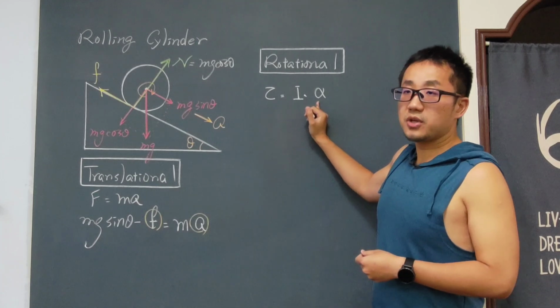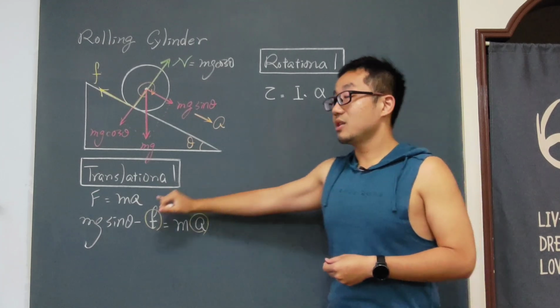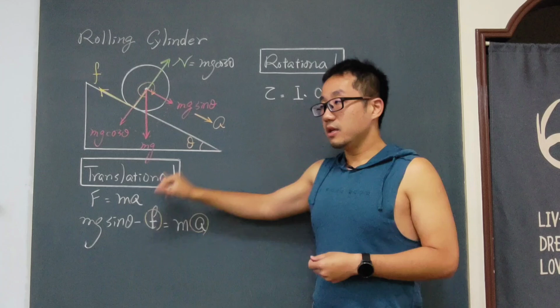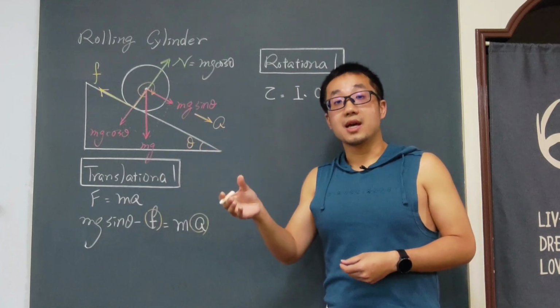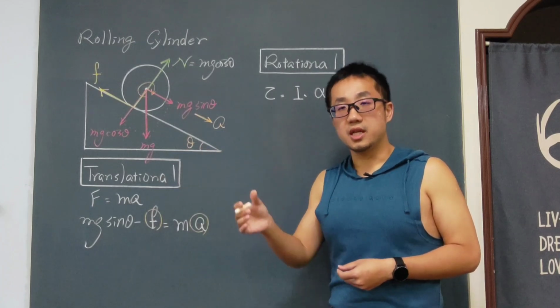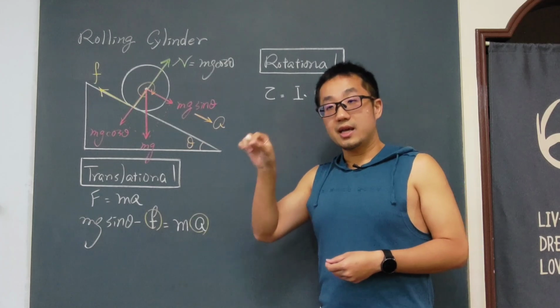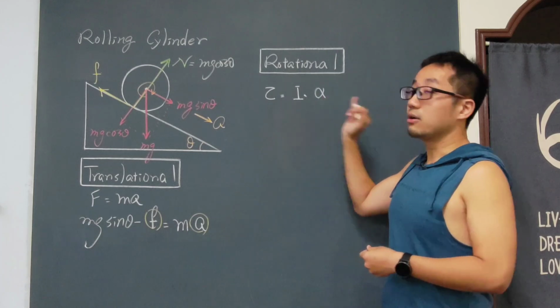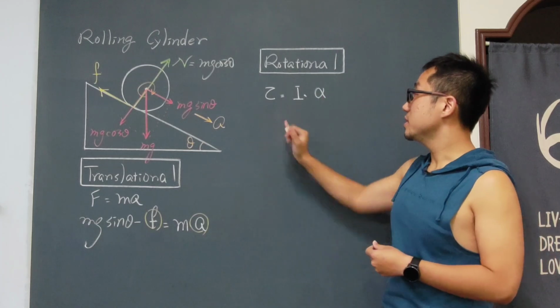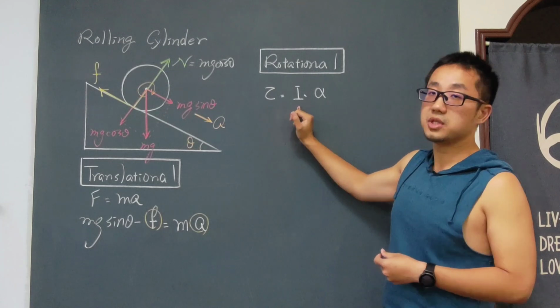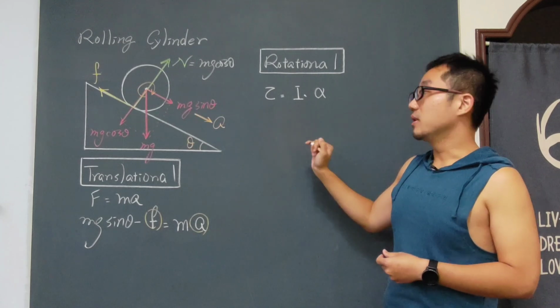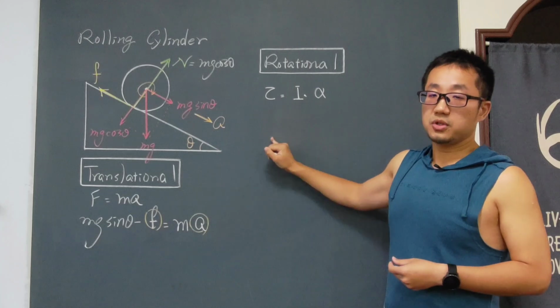And angular acceleration is just like acceleration, but angularly. If something is rotating, we have an omega. This is how fast you are rotating. And the change in angular velocity is the angular acceleration. So this is tau, the net torque, equals I times alpha. These two equations are similar to each other.